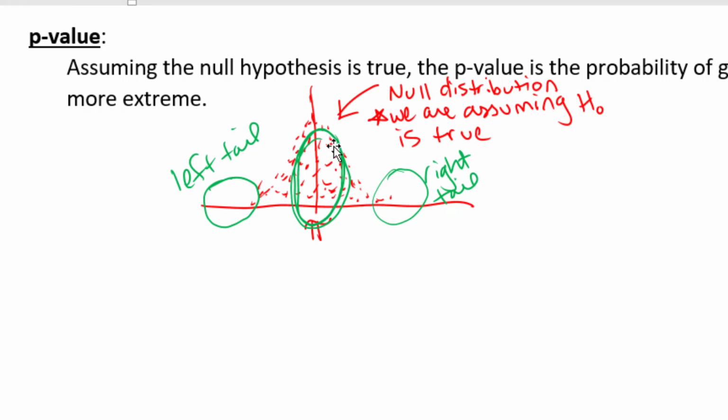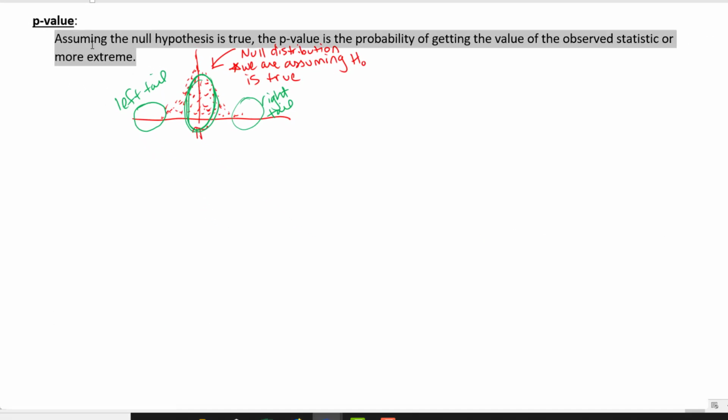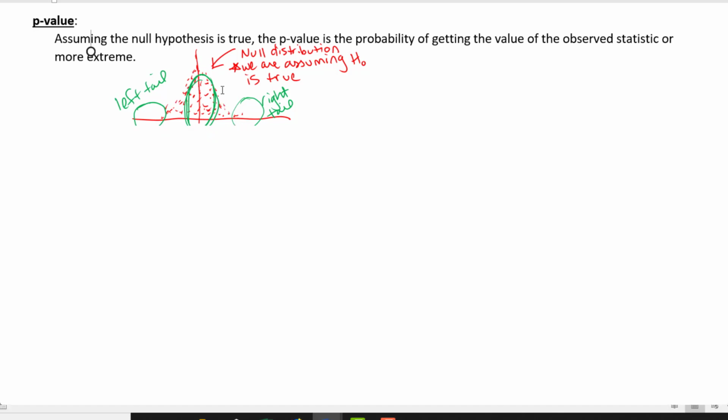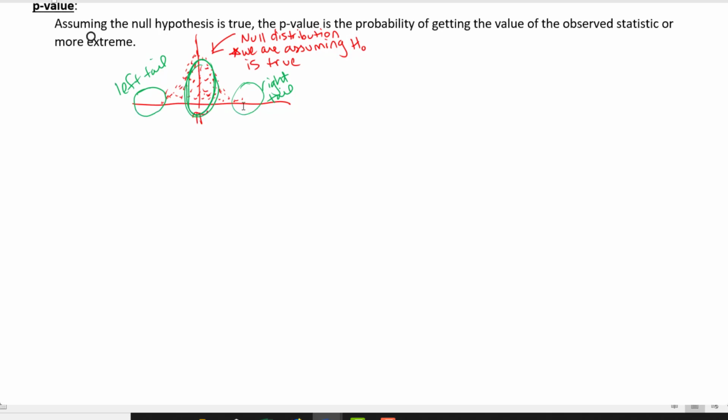Okay, so again, let me read this one more time and put that together with what we've learned. It says, assuming the null hypothesis is true, the p-value is the probability of getting our observed statistic or more extreme. So it's saying if the null hypothesis is true, then this distribution shows you what sample statistics should look like. You then locate your sample statistic on here. The p-value is the proportion of sample statistics that are like your sample statistic or more extreme.